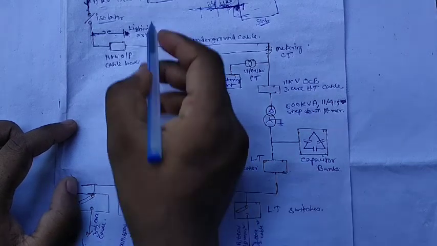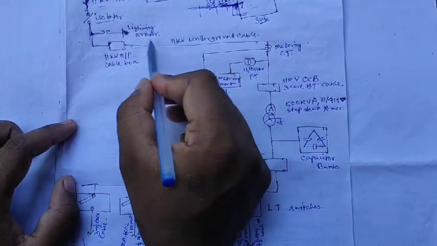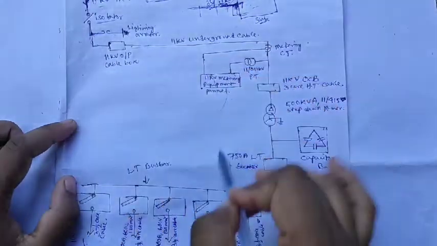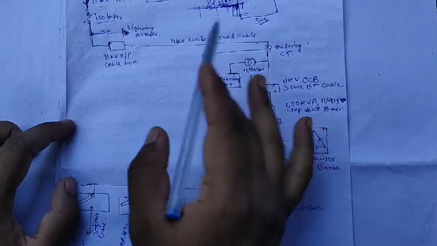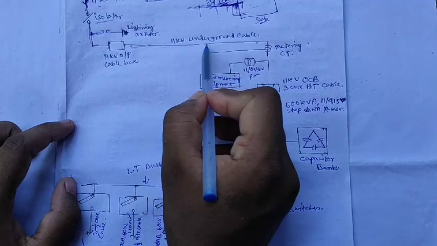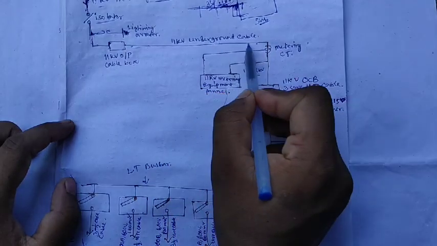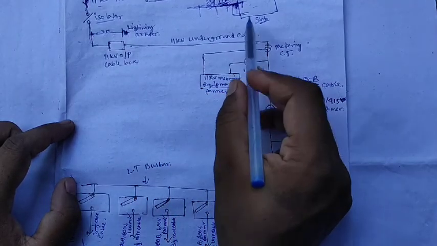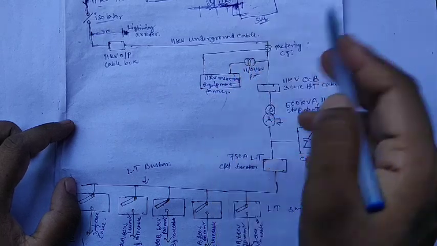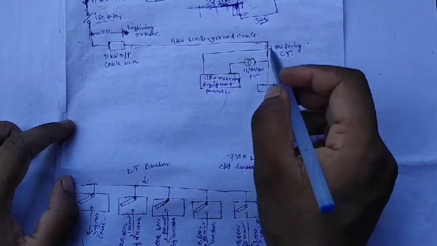All of this is a single line diagram. I just drew a single line diagram. This is the 11 kV underground cable, and this 11 kV underground cable is coming inside the substation area.